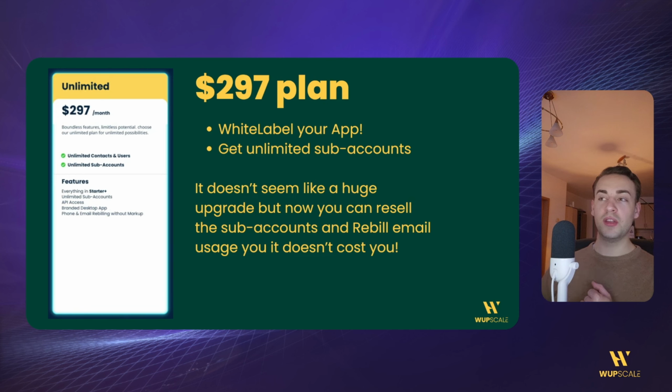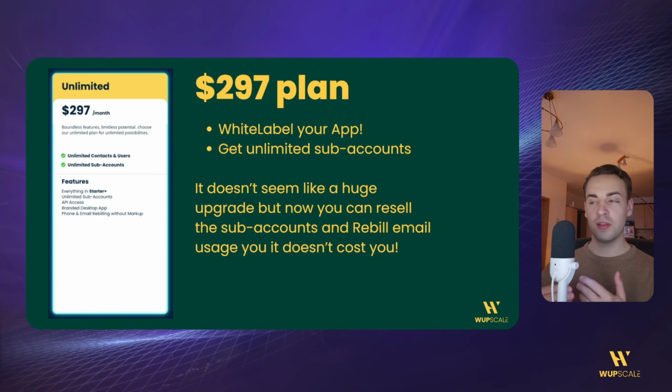Next is going to be the 297 plan. So here you can white label your app and you can get unlimited sub accounts. So it doesn't seem like a huge upgrade, but it's actually a great business. Even myself, I do it. I currently resell HighLevel sub accounts because I'm on this plan, and I resell sub accounts for $19 per month.